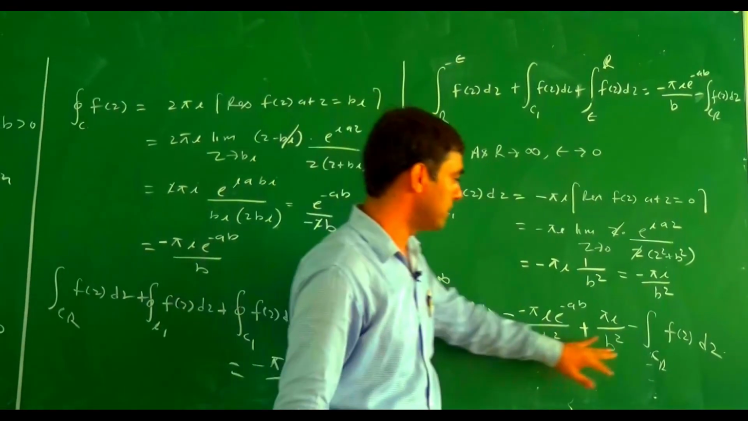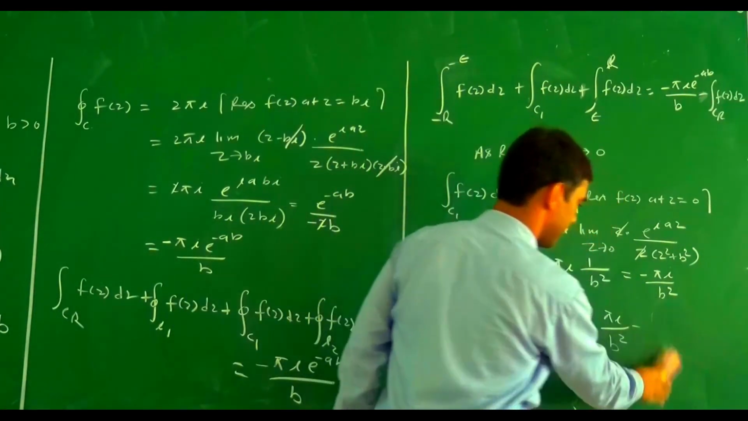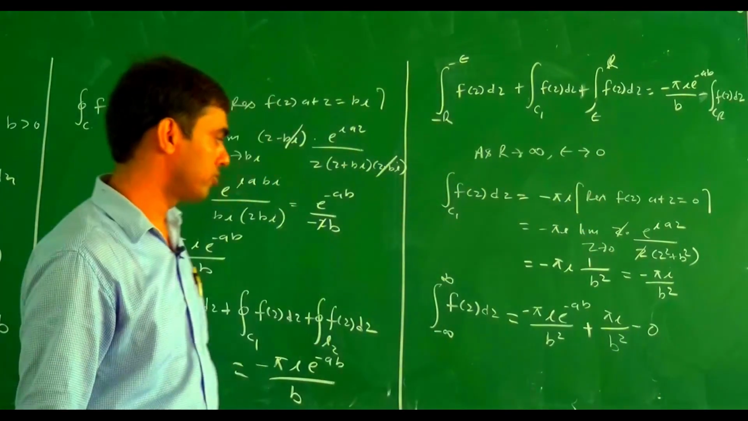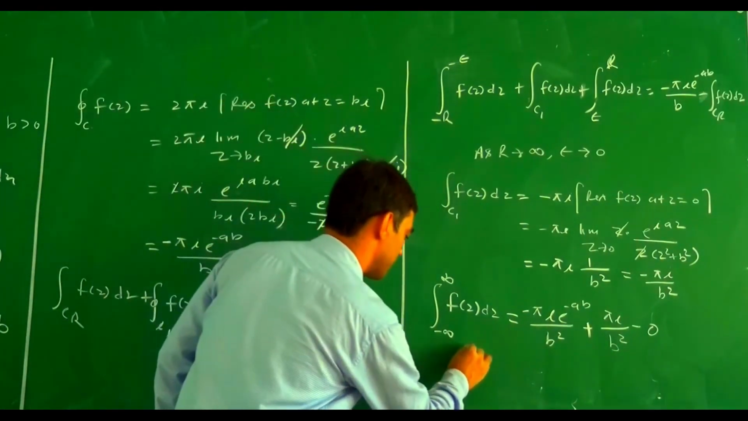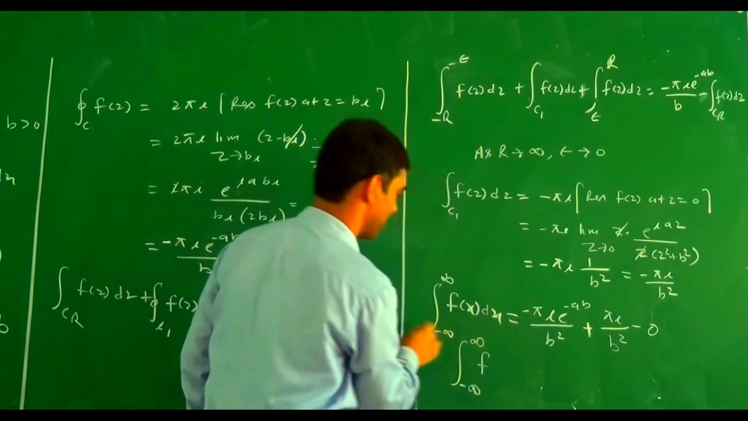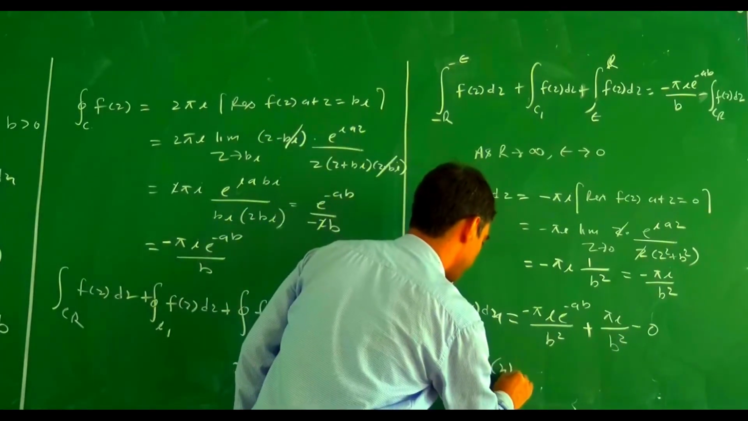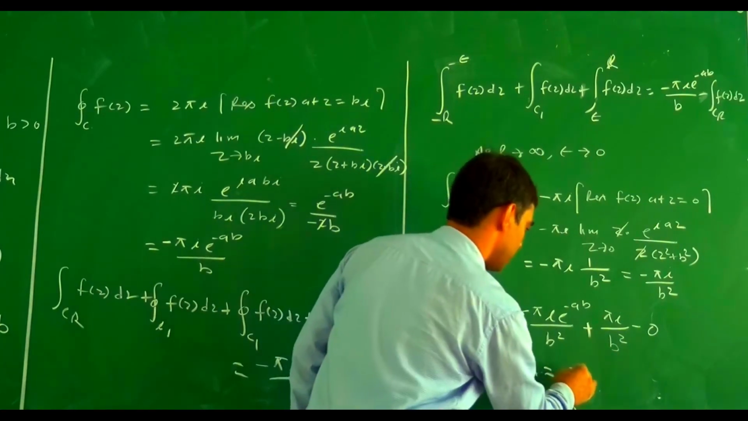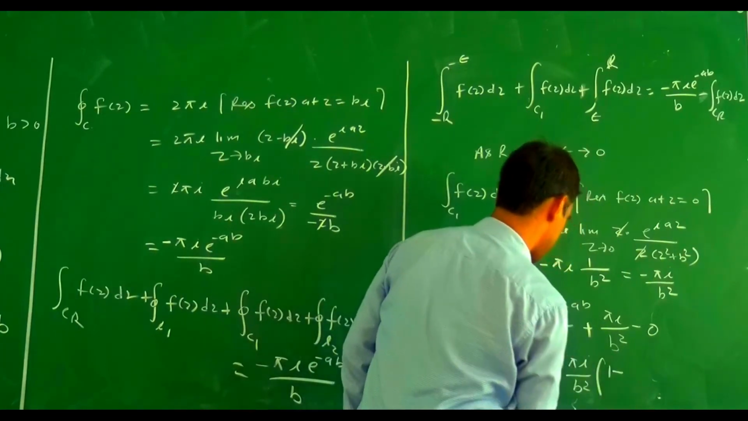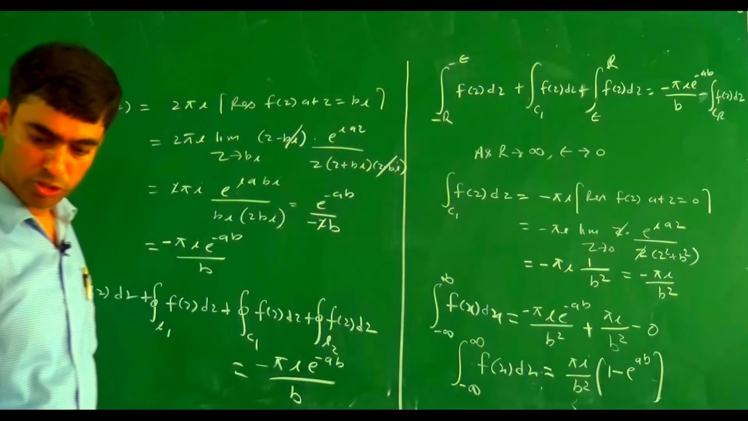As R tends to infinity, the integral over CR tends to 0. So in real analysis form, the integral from minus infinity to infinity of f(x) dx equals pi i upon b squared times (1 minus e to the power minus ab). This is the value of the integral.